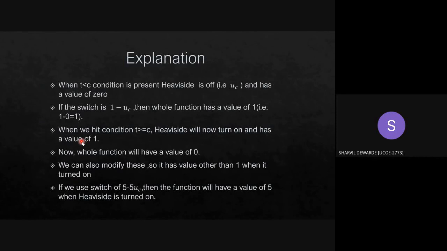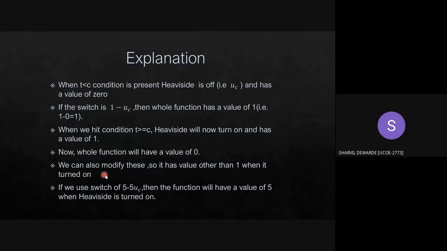Let us see in detail how it works. When t is less than c, the Heaviside function will turn off and will have a value of 0. Therefore, if the switch is 1 minus the unit function of t, then the whole function has a value of 1. But if t is greater than or equal to c, the Heaviside function will now turn on and has a value of 1. Therefore, the whole function will now have a value of 0.